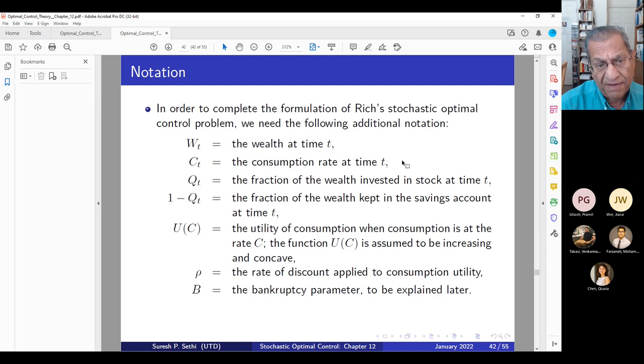C_t is the consumption rate at time t. I actually have a book on it too. Q_t is the fraction of the wealth invested in stock at time t. 1 minus Q is then the fraction of the wealth kept in the savings account. If you put U(C) as a consumption utility, where C is the consumption rate, then you see the utility of consumption. We assume that to be increasing in C and concave, so there's a marginal diminishing utility. Rho is the rate of discount applied to consumption utility, and B is the bankruptcy parameter, to be explained later.